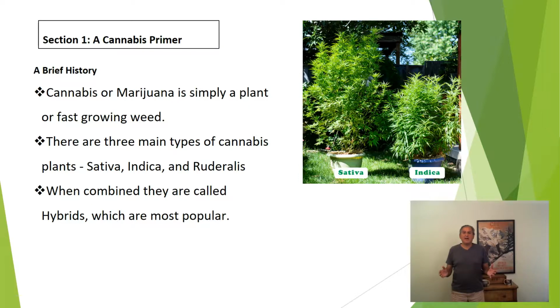The three types of cannabis plants are sativa, indica, and ruderalis. When combined, they are called hybrids. Hybrids by far are the most popular.